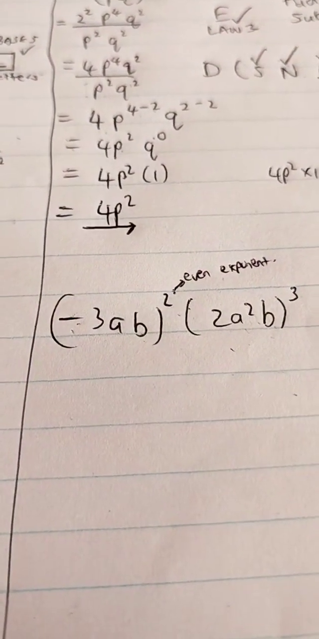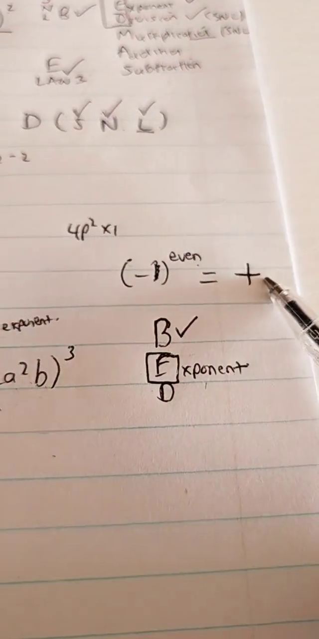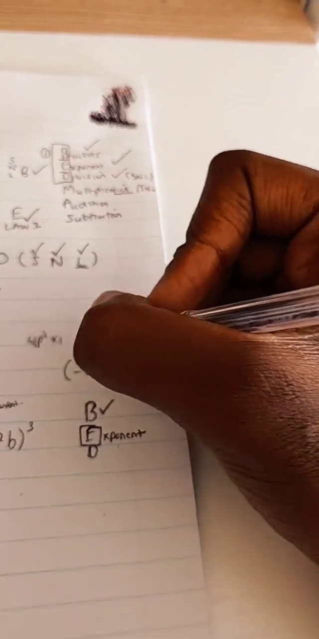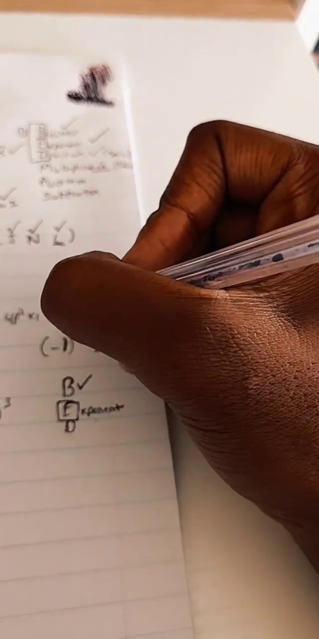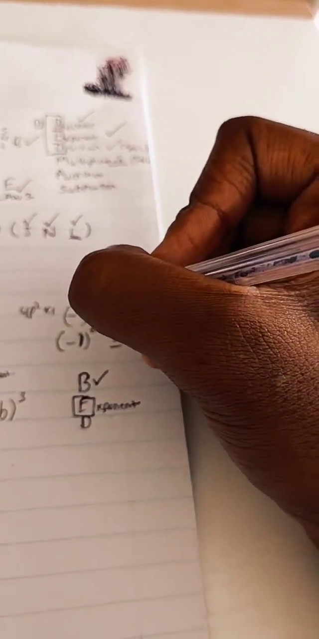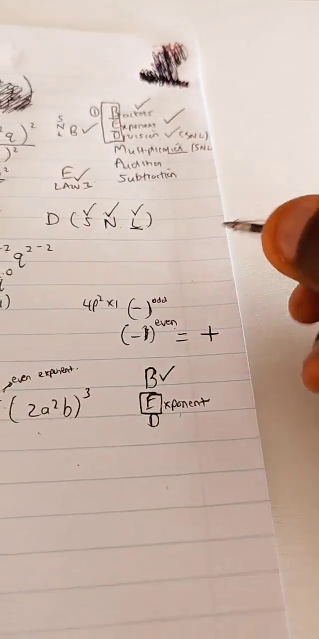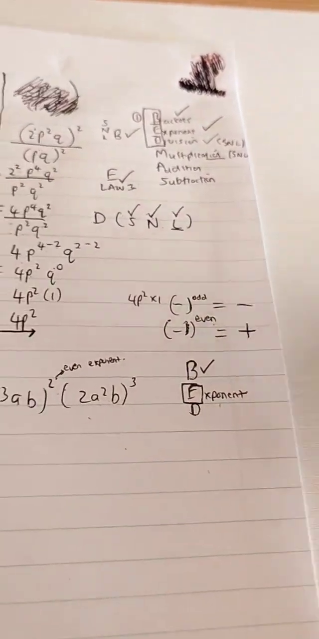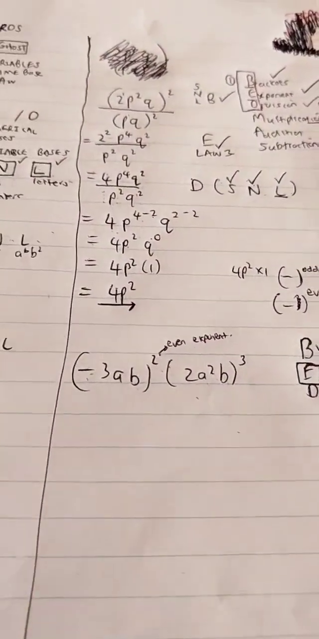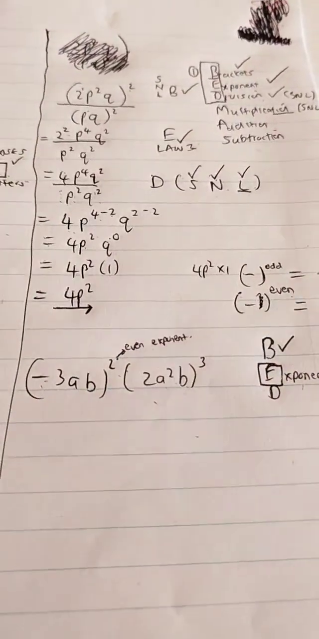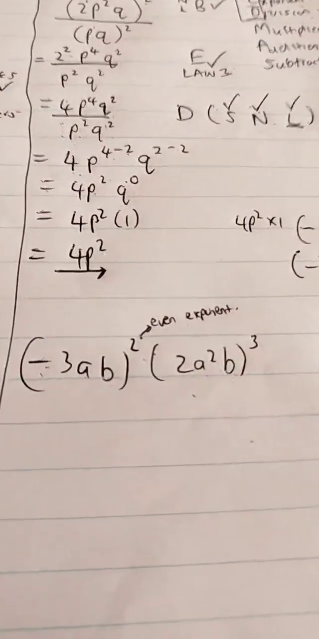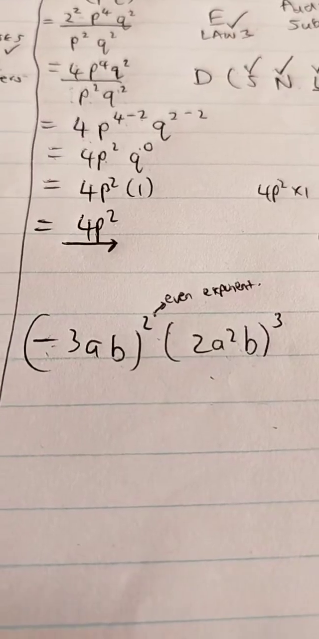I hope you are listening to me very well. So any even exponent applied to a negative sign leads to a positive answer. But if the exponent is odd and it is applied to a negative sign, that sign stays the same. In other words, an odd exponent does not change the sign. Okay, does that make sense, guys?